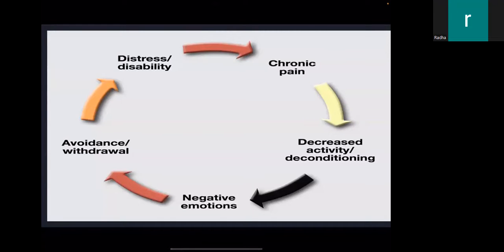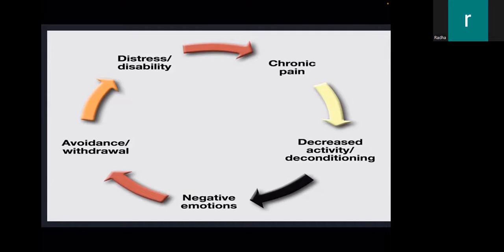So this is another representation of the same thing. Chronic pain, decreased activity or deconditioning happens. As I said, if it is not controlled there, then negative emotions, avoidance, withdrawal, they totally stop doing everything. So that will lead on to distress and disability. So ideally, between chronic pain and decreased activity is where we have to enter and use any of the many things I have said. Not necessarily A to Z of everything which has been said. That is where you have to use your individual technique.